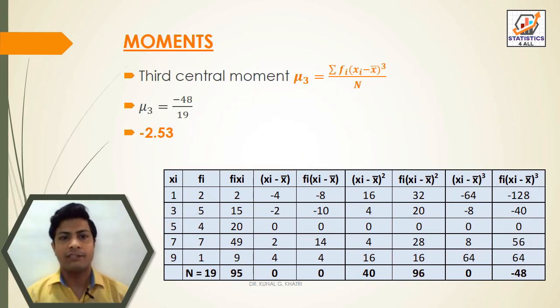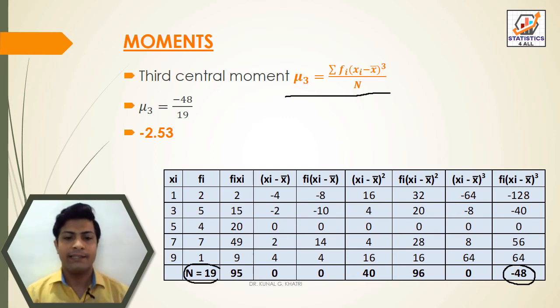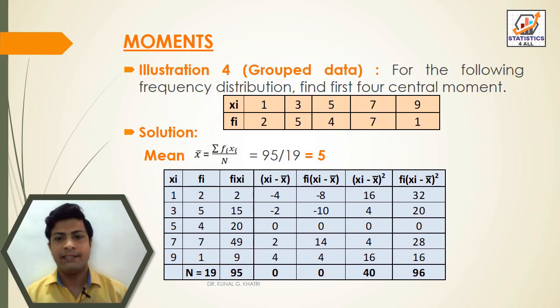So after finding this value, we'll put in the formula of third central moment, that is mu3 equal to sigma fi into bracket xi minus x bar whole cube divided by n, where sigma fi into bracket xi minus x bar whole cube is equal to minus 48, where n is equal to 19. So mu3 is equal to minus 48 divided by 19, that is equal to minus 2.53. After finding third central moment, we'll go for fourth central moment.